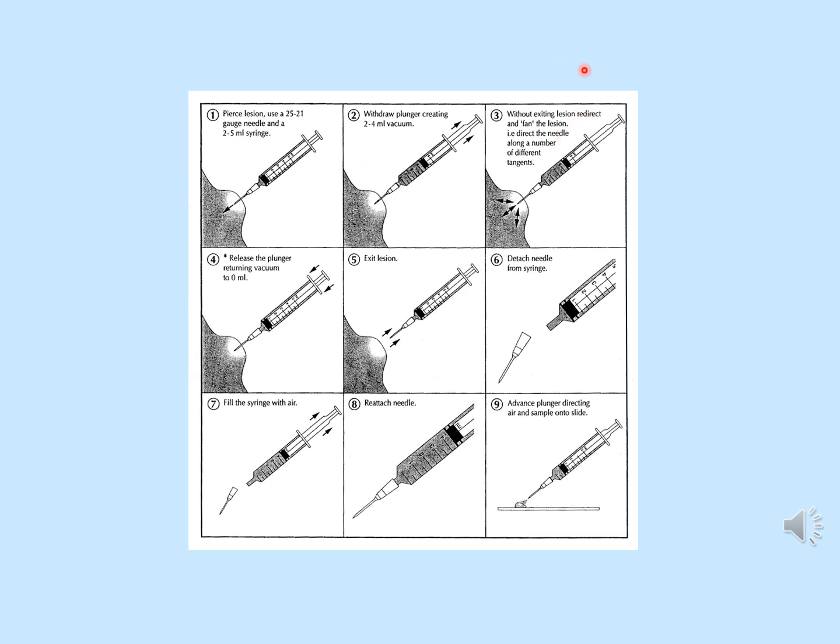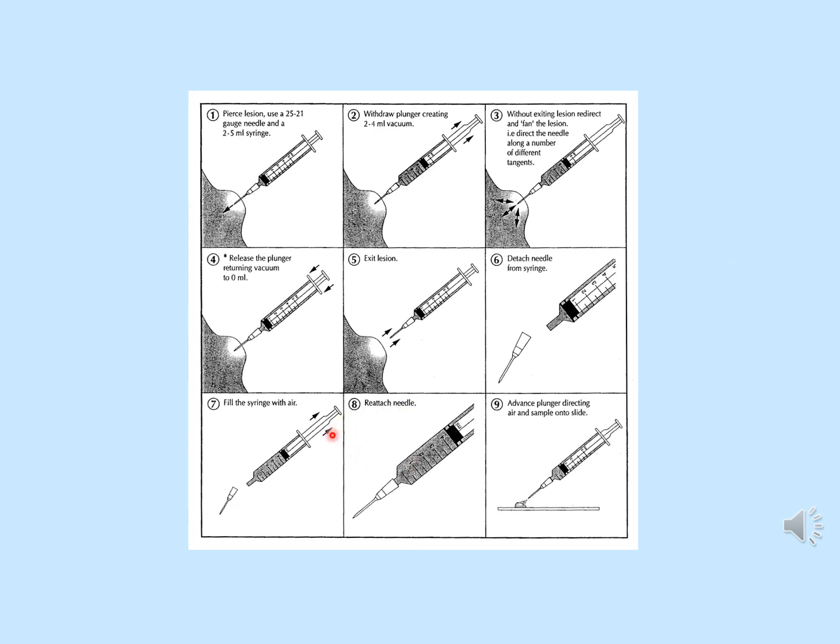Withdraw the plunger, creating a vacuum of 2 to 4 ml, and without exiting the lesion, redirect and fan the lesion. That is, direct the needle along a number of different tangents. That means you move it around inside the lesion while you are applying negative pressure, ensuring that the content does not come into the syringe. Next step is release the plunger, returning the vacuum to base or 0 ml. Exit the lesion. The step after that, detach the needle from the syringe.